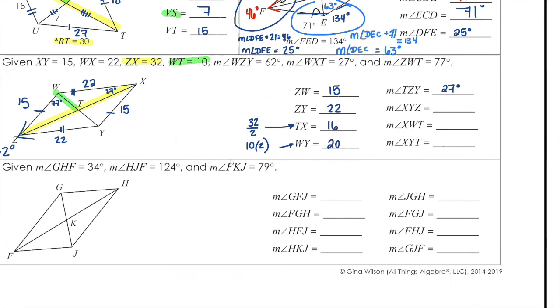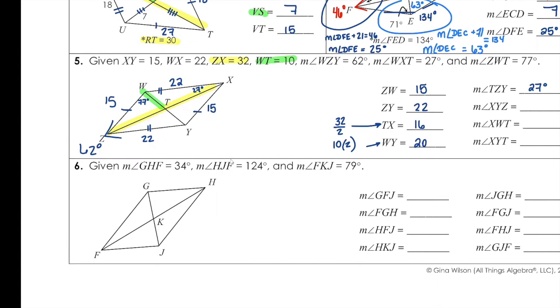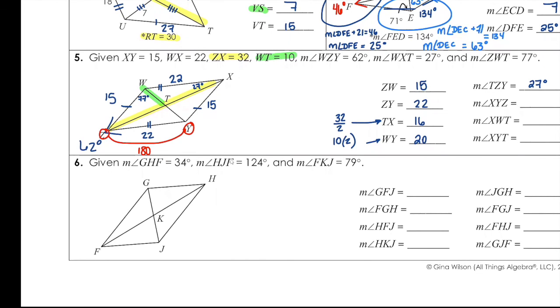XYZ. So remember, we just follow our vertices, X, Y, Z. So we want this full angle here. What do we know about consecutive angles in a parallelogram? Consecutive angles are supplementary. So that means Z plus Y should equal what? 180, great answer.